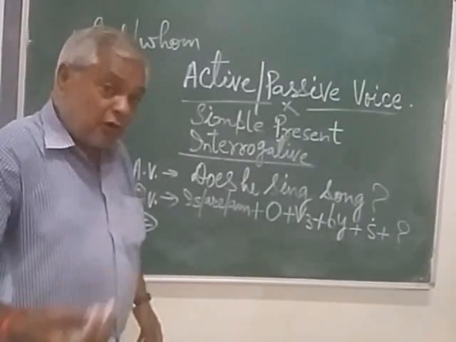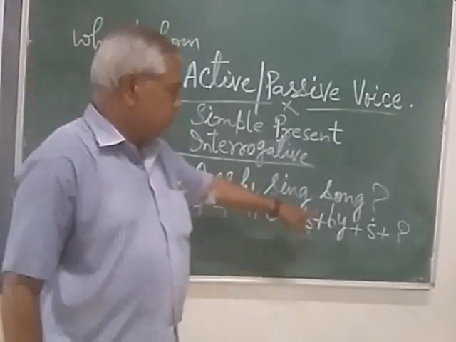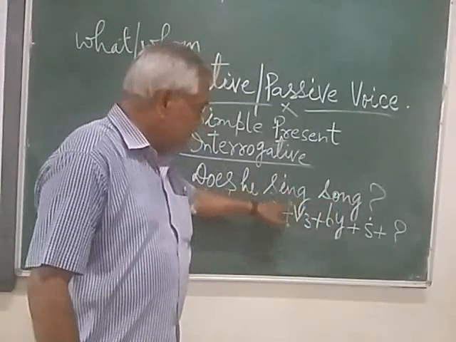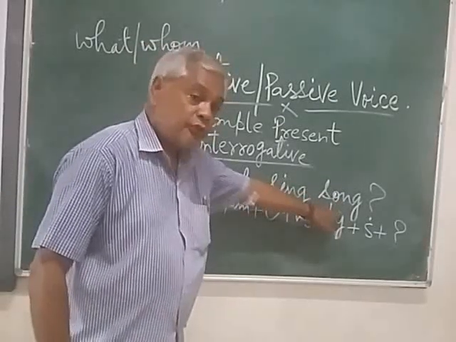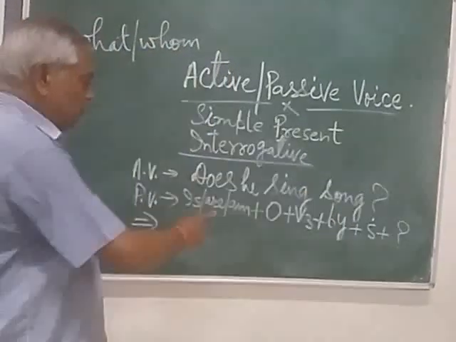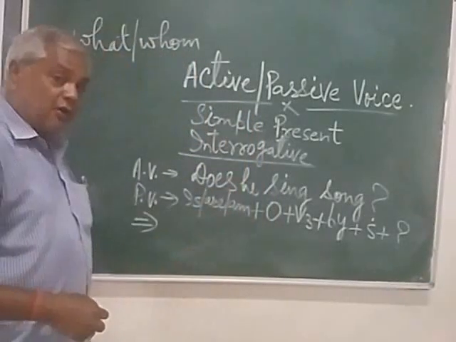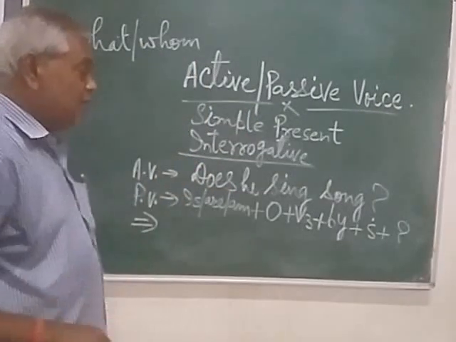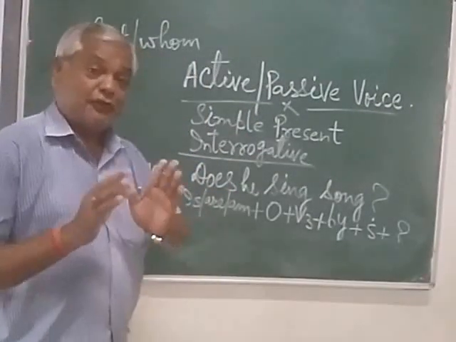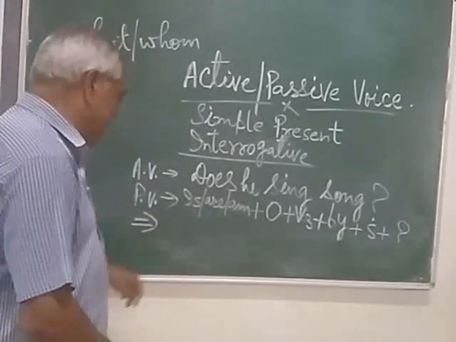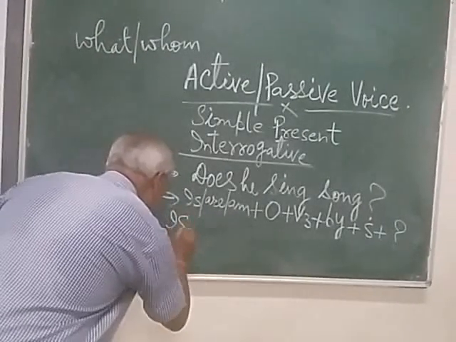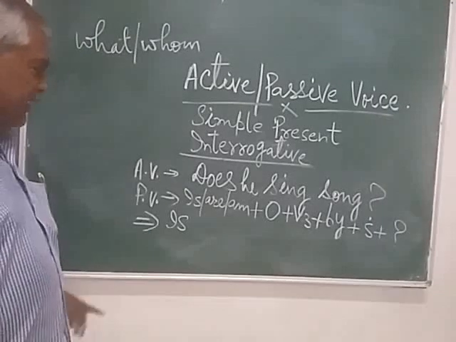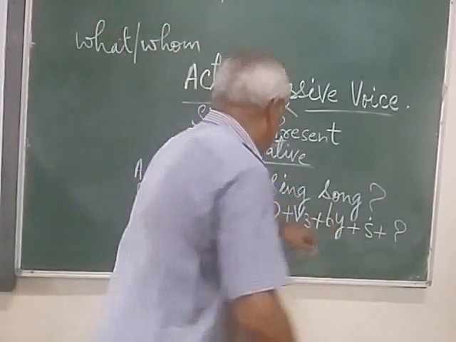So, which word is the object? The object is the word just after the verb sing. So, we have to identify which word is the object. Object is song, and since it is singular, "is" is applied. So write down "is" first of all. Then after that the object, song.